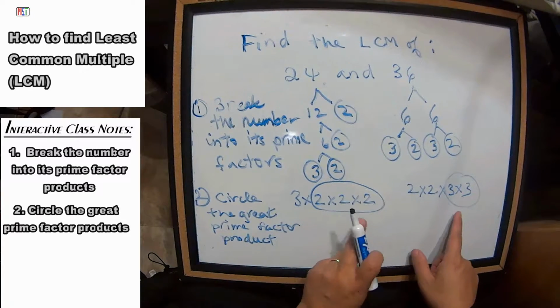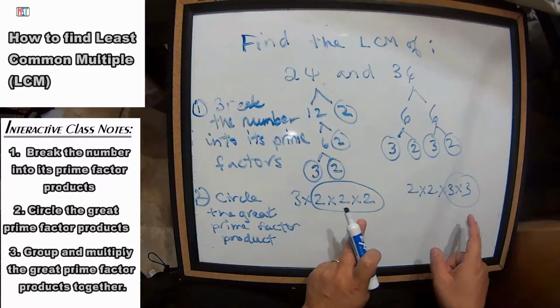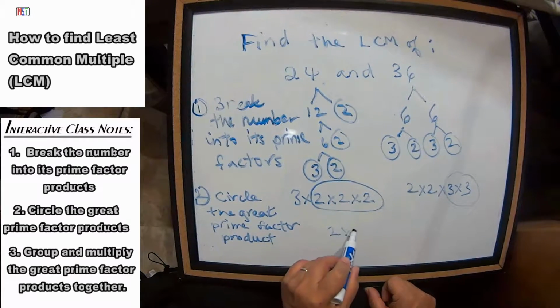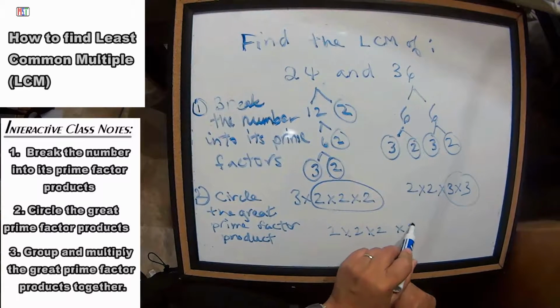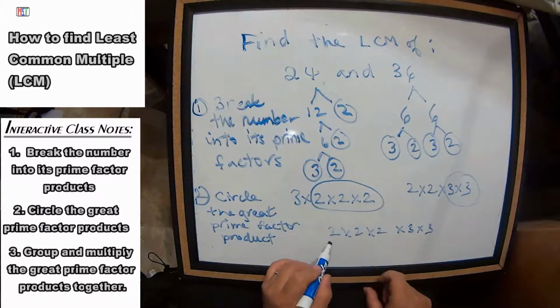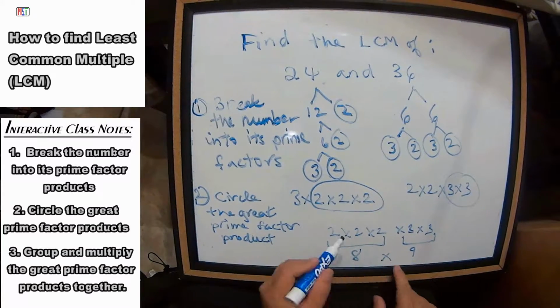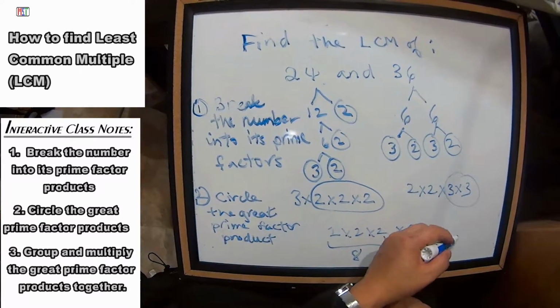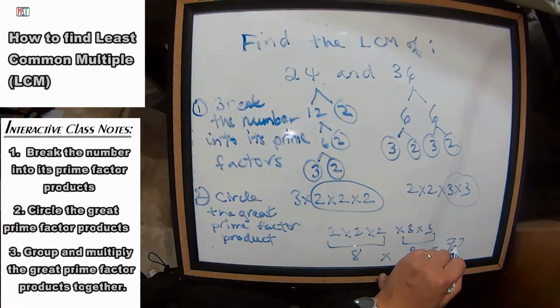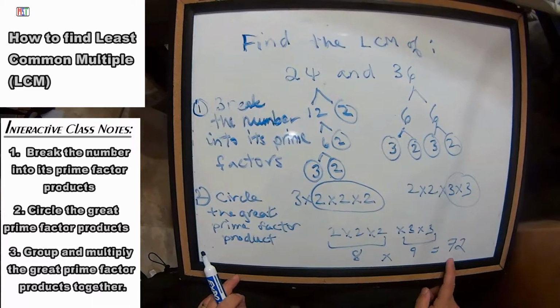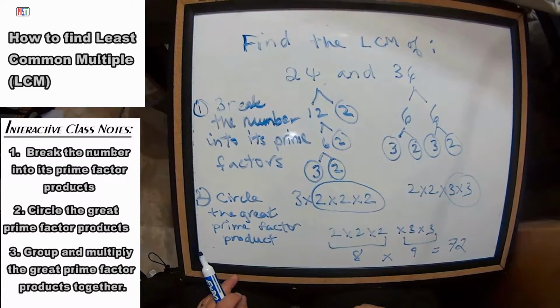So now all we have to do is multiply these two prime factor products together. So we have, this is 8 and this is 9. 9 times 8, or 8 times 9, is 72. So this would be the least common multiple of 24 and 36.